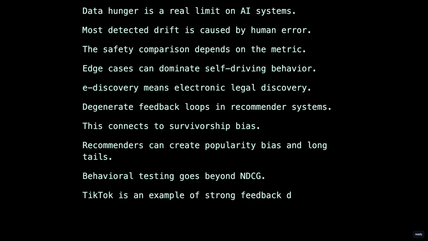That example points to the same loop. A recommender learns from engagement, then uses that engagement to shape the next set of recommendations. When the loop is tight, the system can become very effective at holding attention, but also very sensitive to its own incentives.